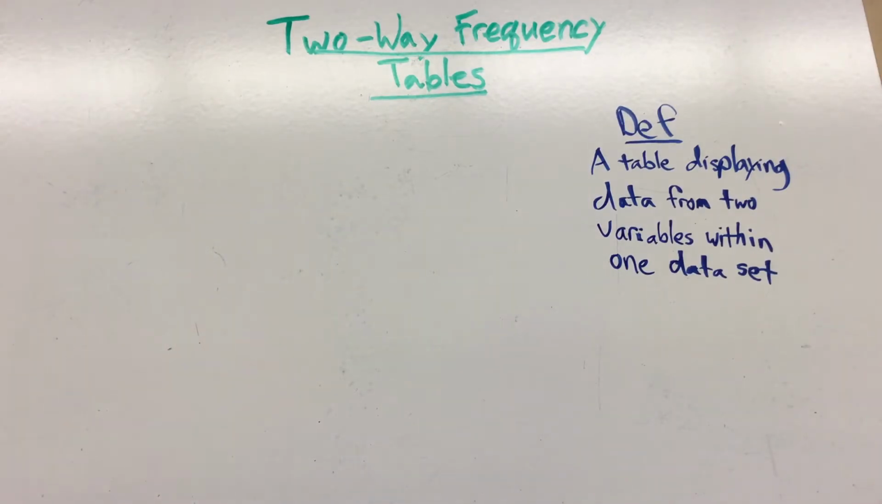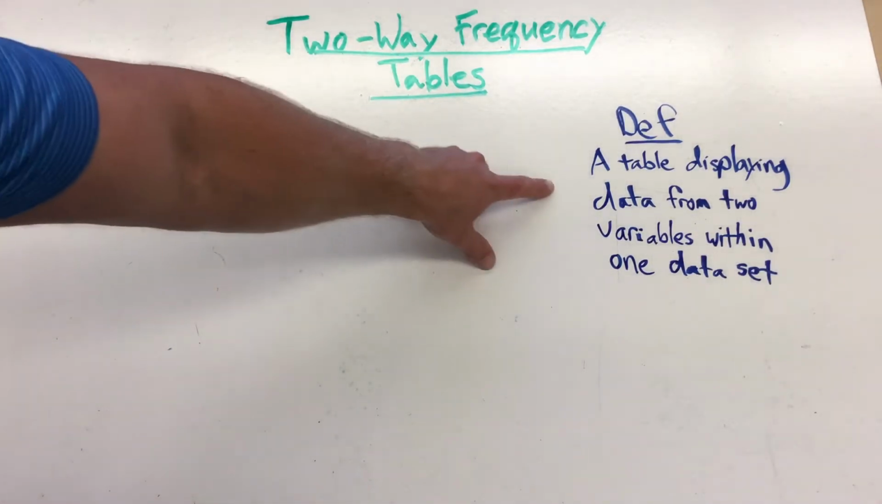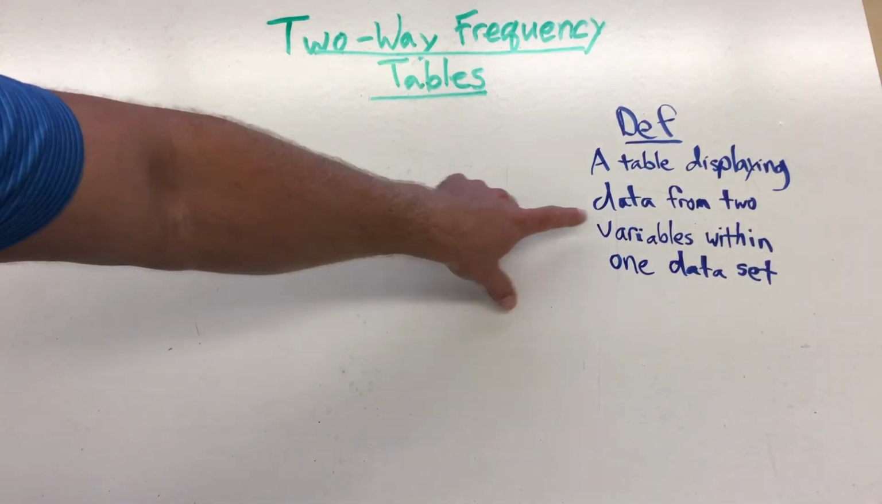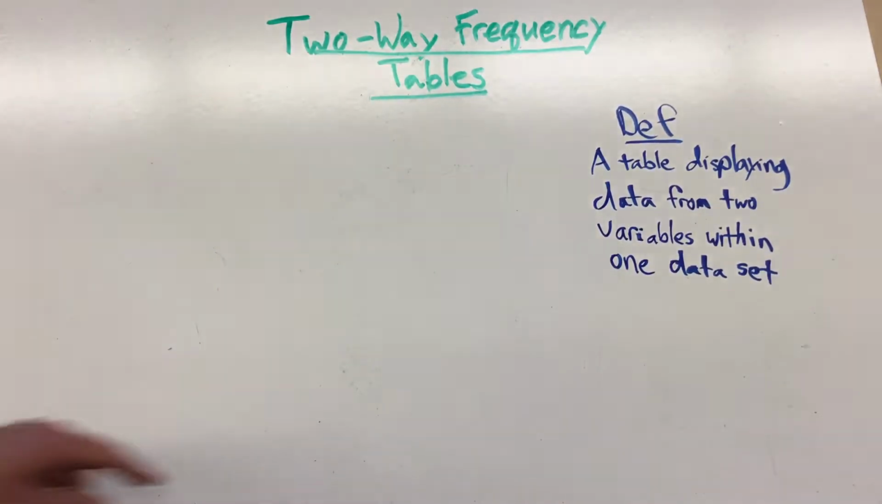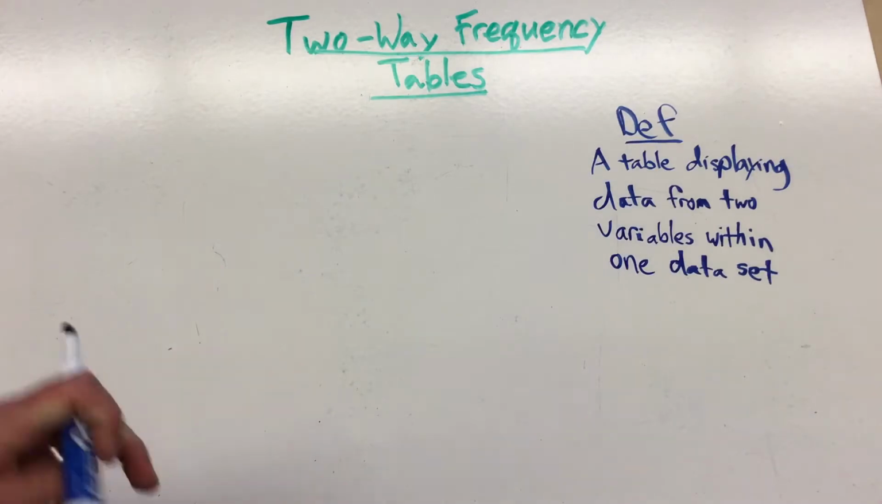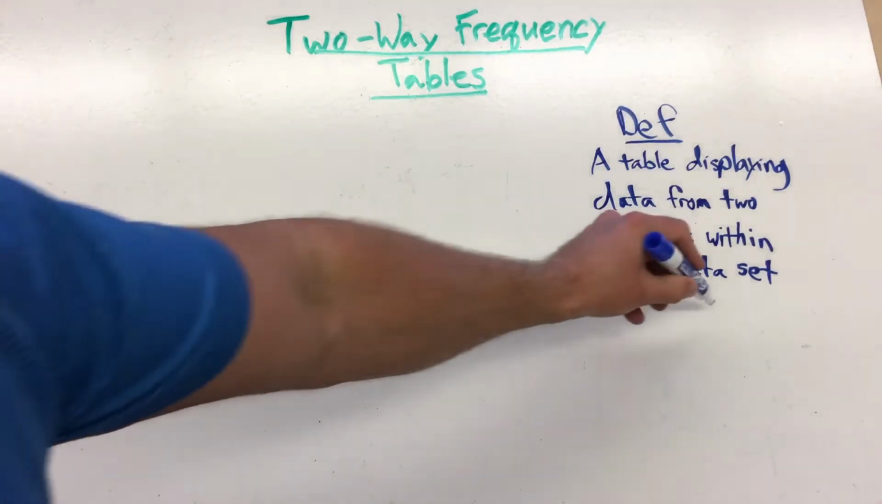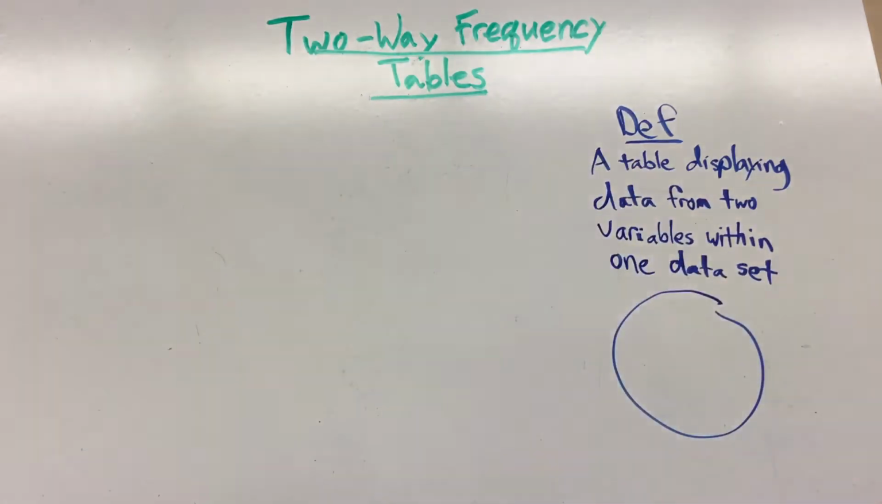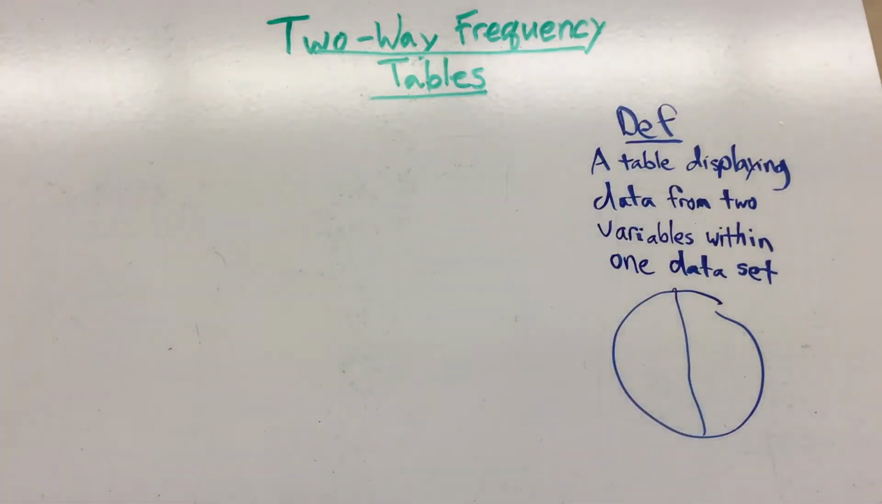So first of all, let's talk about the definition. Two-way frequency tables are a table displaying data from two variables within one data set. Now that might sound a little bit confusing, so let me try to break that down for you. The easiest way, in my opinion, to break this down is, let's say we have one set of data, but within it, we're breaking it down into two parts. We have two maybe questions we're asking, two categories we're looking at.